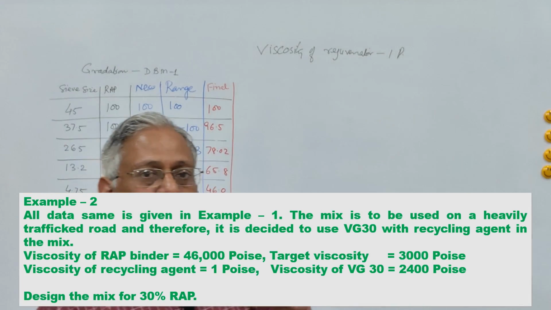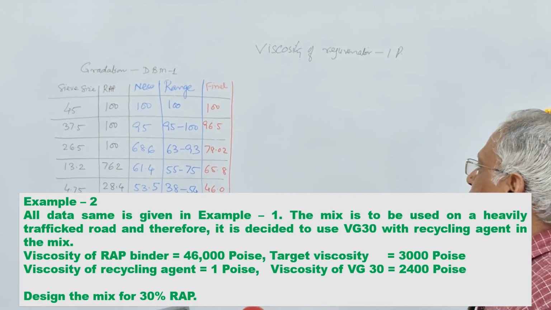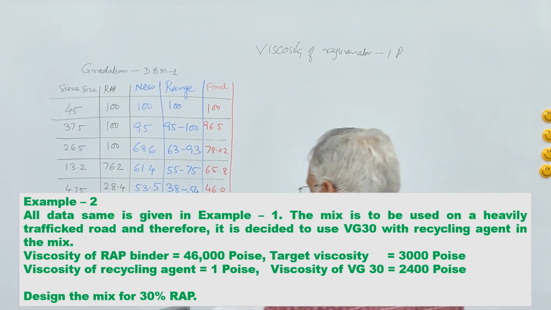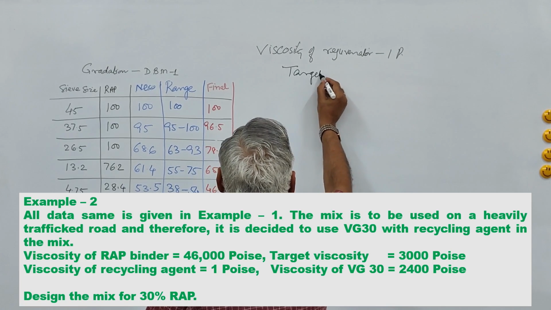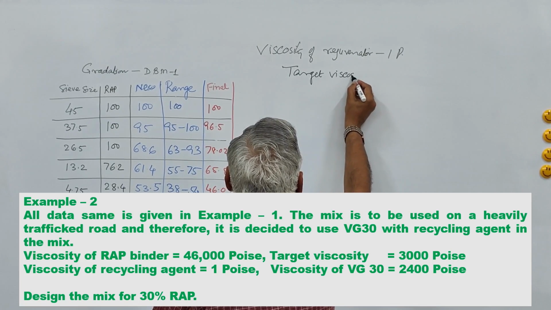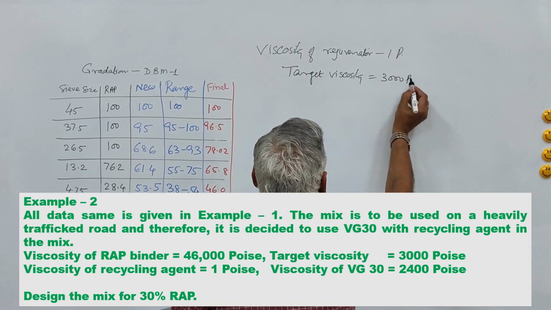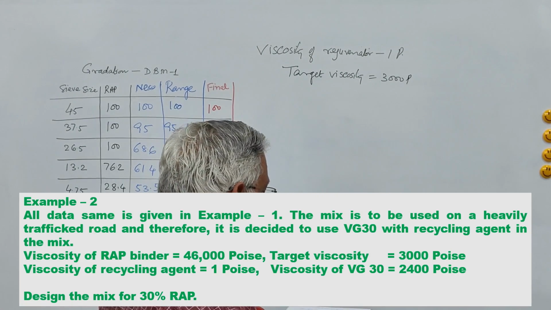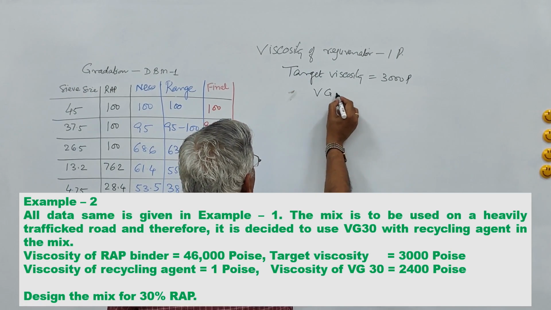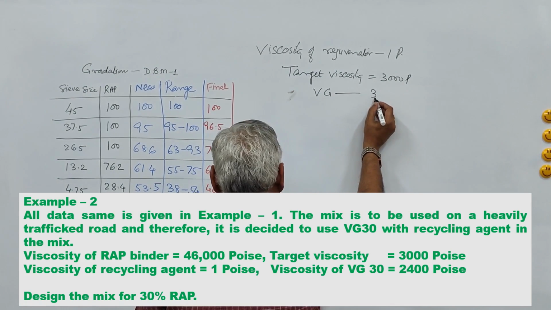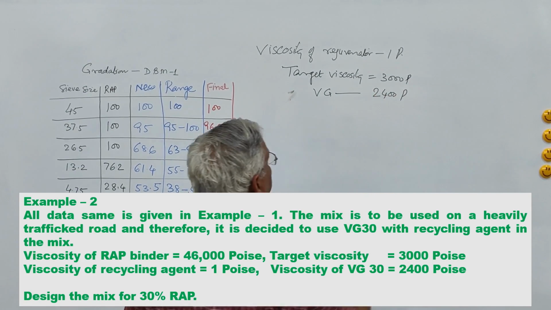The viscosity of the binder extracted from the wrap, same 46,000 poise, and the target viscosity also remains same, that is 3,000 poise at 60 degree centigrade, and the new binder VG30 to be used with a viscosity of, let us say, 2400 poise.